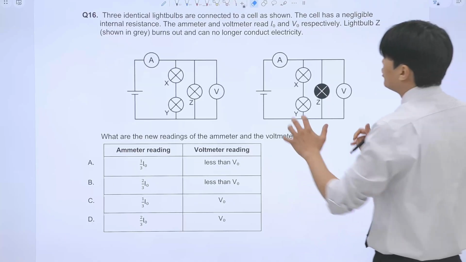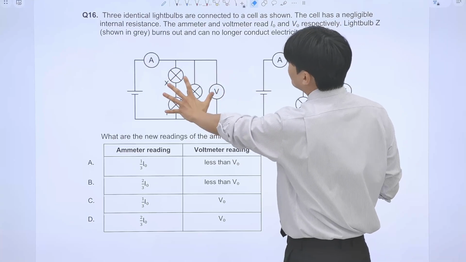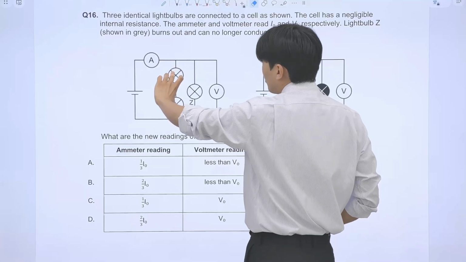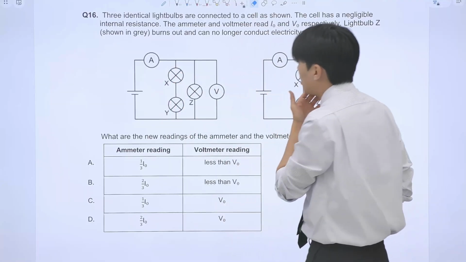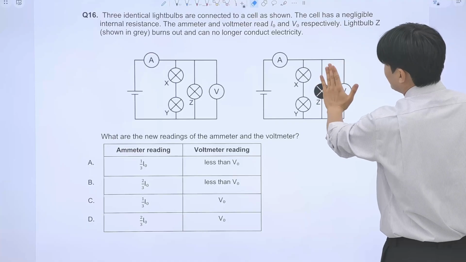So we have two situations, and then we had the identical light bulbs. Just think about it as the resistor, okay? So identical resistors, X and Y are in series and Z is in parallel. And then in the next situation, the Z is burnt out, so we don't have to care about the Z, right?